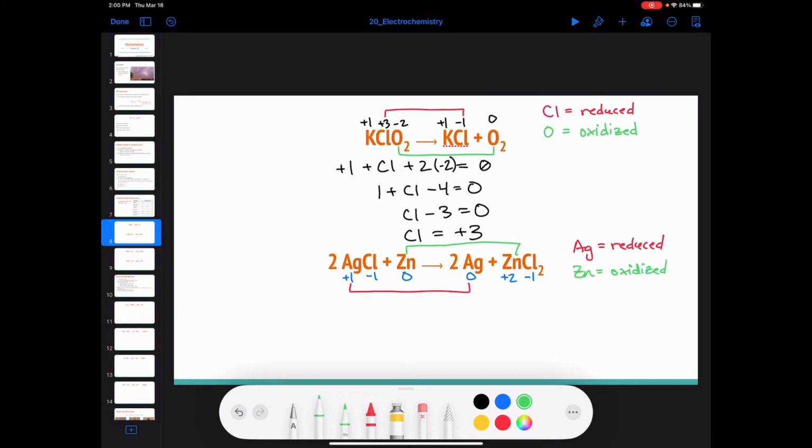Now, you could also do this in terms of oxidizing agent versus reducing agent, right? Since silver is being reduced, silver is the oxidizing agent. And since zinc was being oxidized, zinc must be the reducing agent. Awesome, right? Let's try a couple more.